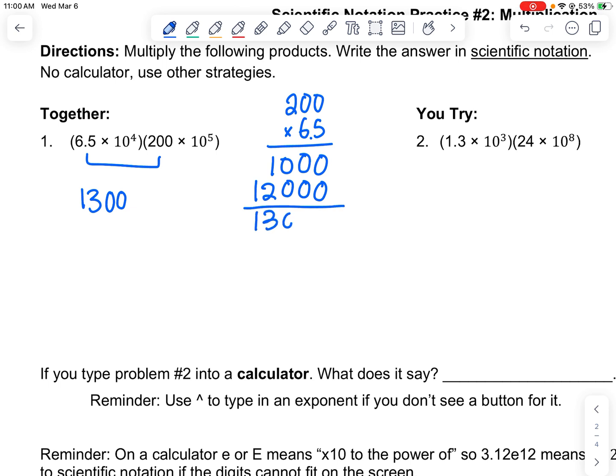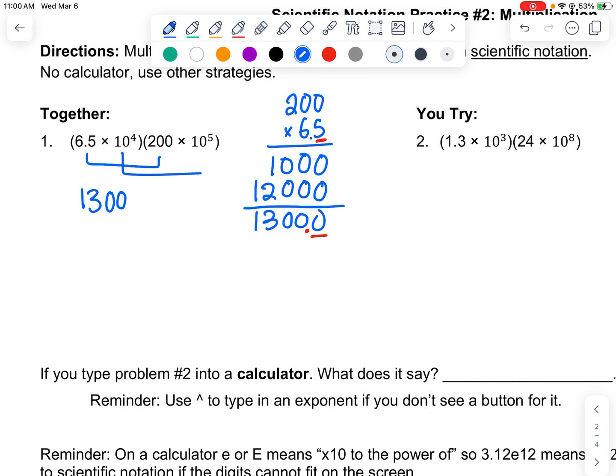That gives me 13,000, but since there was one digit to the right of the decimal point, I'll need to move the decimal 1 in from the right. I also could logically think that 6 times 200 is about 1200, so I need to be in the same place value. Then I'll multiply my powers of 10. 10 to the 4th times 10 to the 5th is 10 to the 9th. We keep that base and add the exponent.